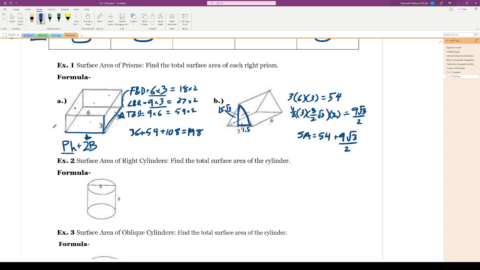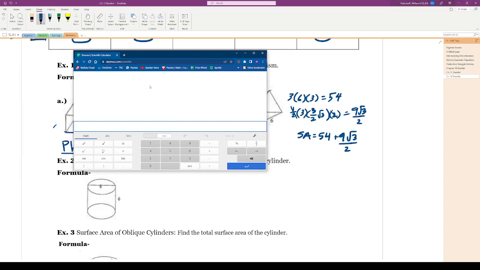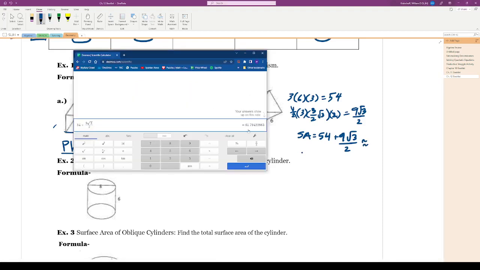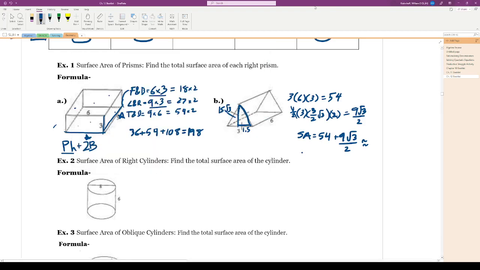All right, so Desmos to the rescue. We have 54 plus 9 square root of 3 over 2. So as an approximation, we could say that's approximately 61.8, whatever our units are.